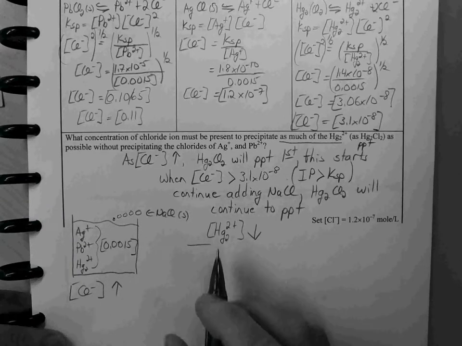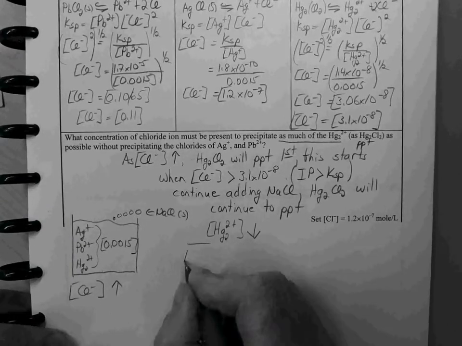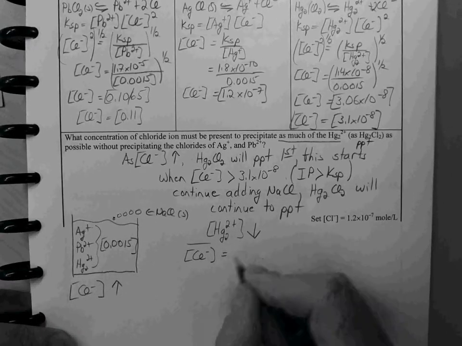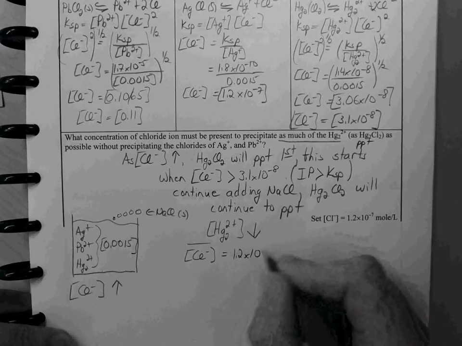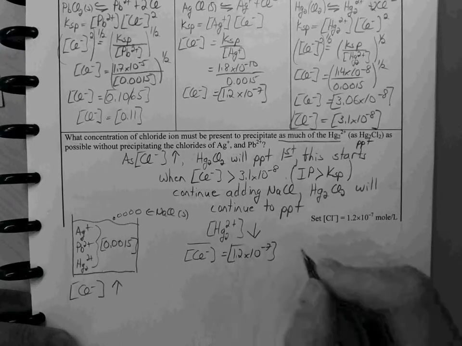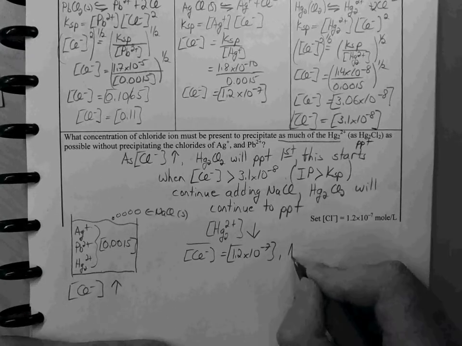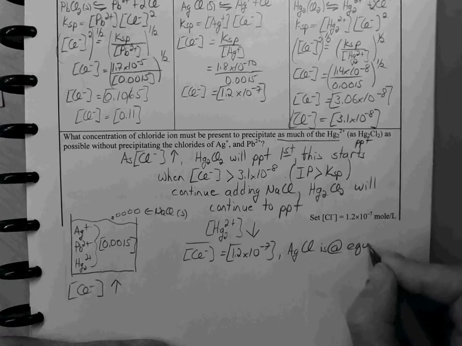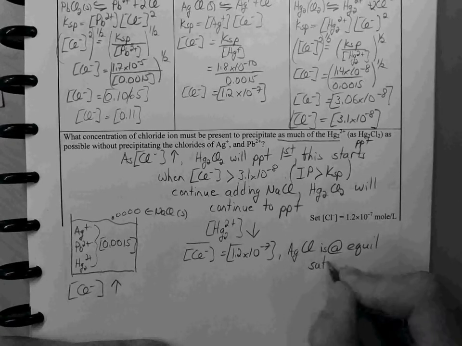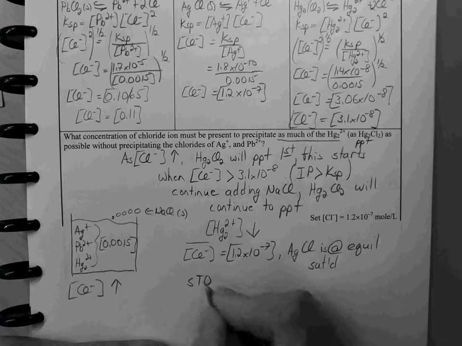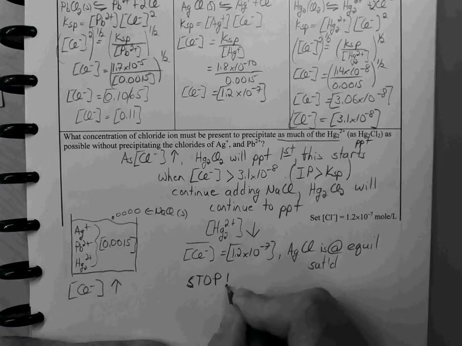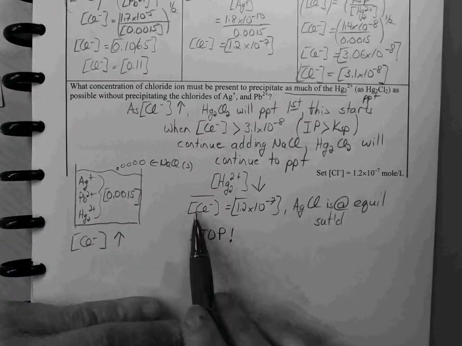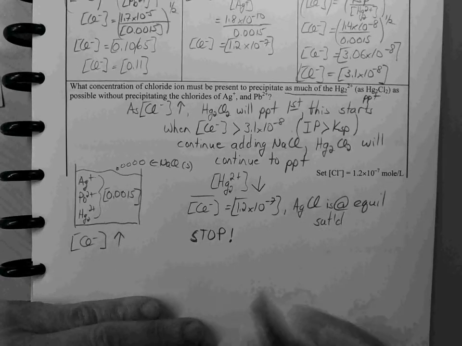Okay, so we continue adding NaCl, so the chloride ion concentration, when it equals 1.2 times 10 to the minus 7, your AgCl is at equilibrium. It's a saturated solution. So we want to stop, because if we continue increasing the chloride ion any more at this point, we're going to start precipitating out silver chloride.